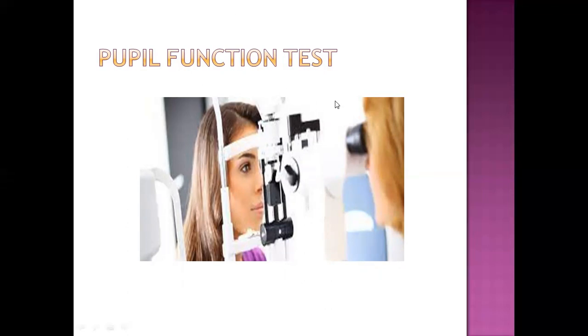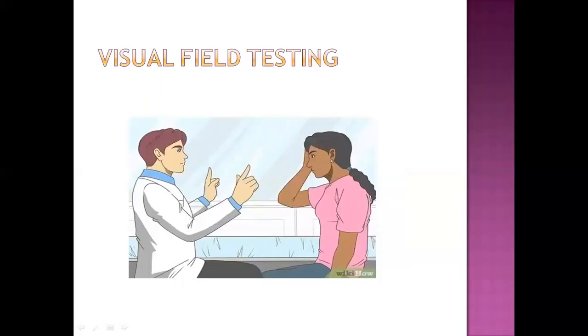For pupil function test, use a device that flashes the light in the pupil, and pupil function is monitored as per that light. In visual field testing, patient and examiner sit like this. Patient is asked to close one eye, and then the examiner points something or shows something. Patient needs to identify what the examiner is asking or what the examiner is showing.